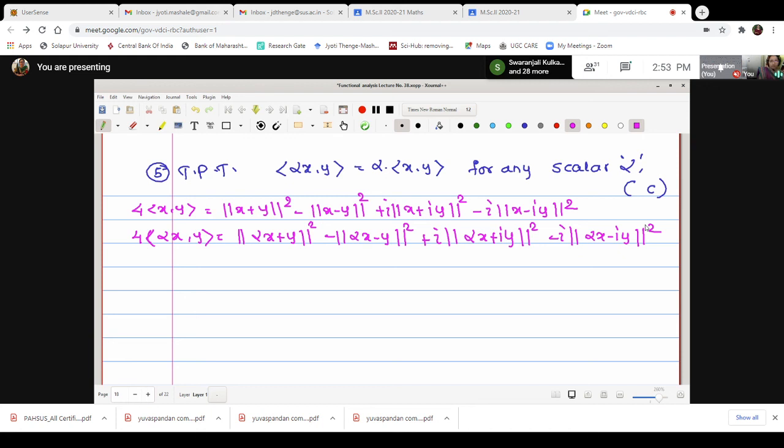Therefore, to prove this, we are going to use a different technique: we prove this result by considering different cases of alpha values. First we will consider alpha as an integer, then alpha as a rational number, then alpha as a real number, and finally alpha as a complex number. Therefore, to prove this fifth point, we have to consider 4 different cases, and this last part we will take in the next lecture.